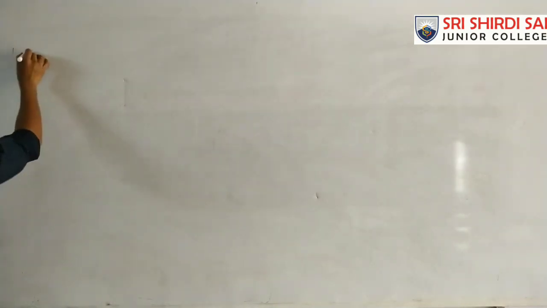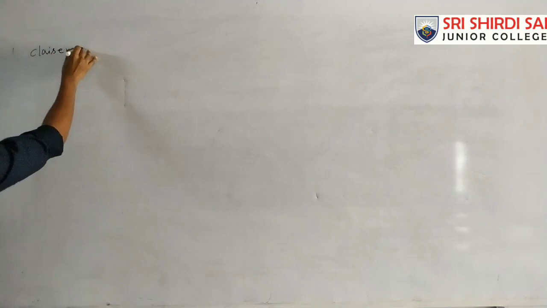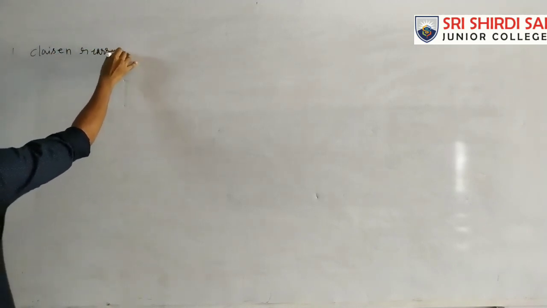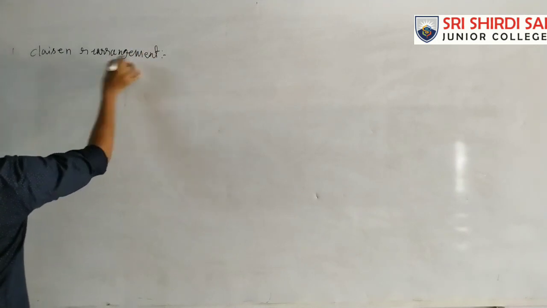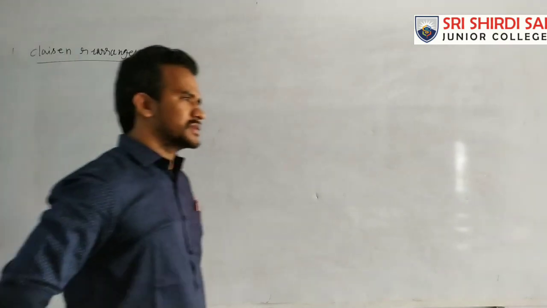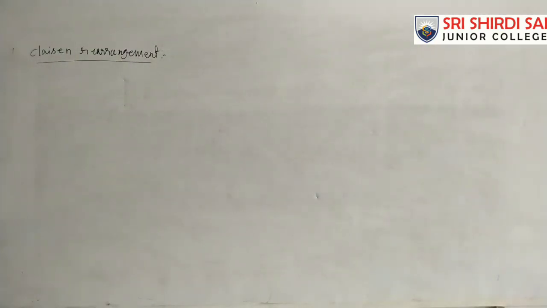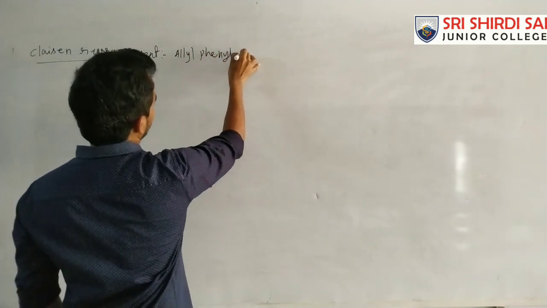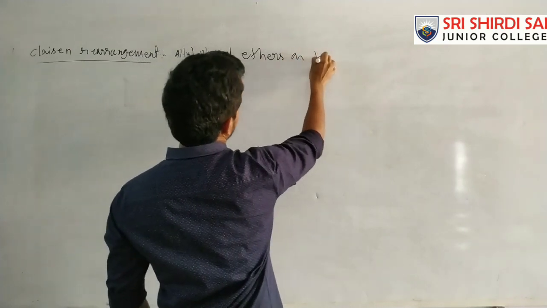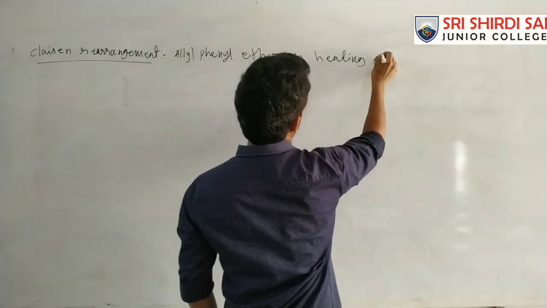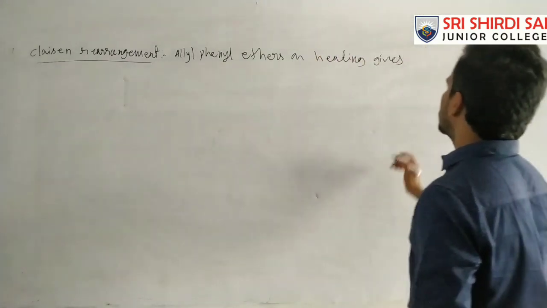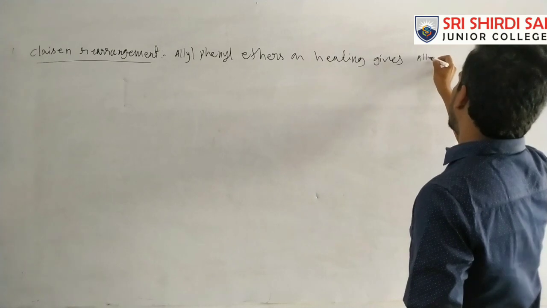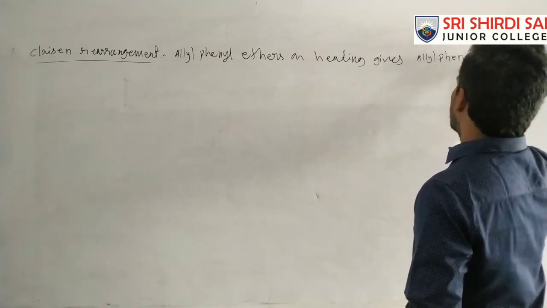So first of all, Claisen rearrangement. In this Claisen rearrangement, allyl phenyl ethers on heating give allyl phenol.